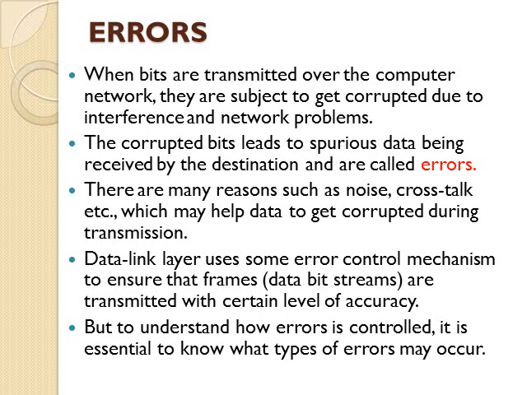There are many reasons for this spurious data, such as noise, crosstalk, etc., which take place during transmission over a transmission media. The data link layer uses some error control mechanism to ensure that all the frames being transmitted are received with a high level of accuracy. But to understand how errors are controlled, it is essential to know what types of errors can occur in computer networks.